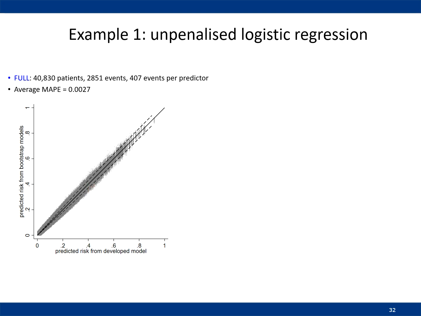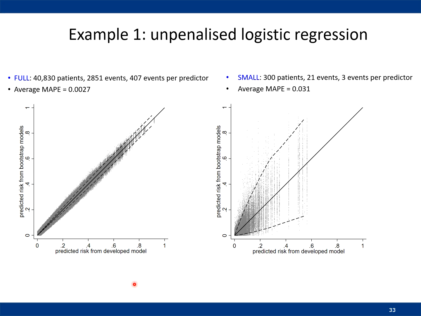But what happens when we reduce the sample size? Reducing the sample size now down to about 3 events per predictor, I'm going to take 300 random patients from that original data set. Look at the instability now. This dashed line is a 95% interval. So now an individual who in the original model had a prediction of 0.4, in the bootstrap models the prediction value could be up to about 0.8 or down to about 0.1.